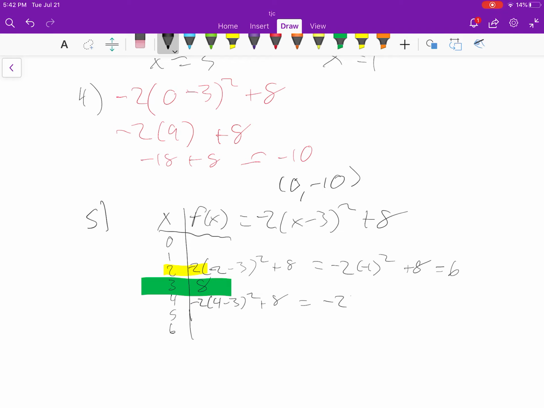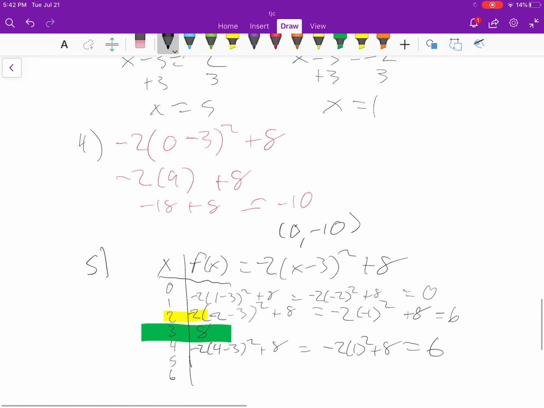That'll give you -2 times 1 squared plus 8, which is, again, 6. So by symmetry, I could have just put 6 down there. Now I'm going to plug 1 in. So you plug 1 in, you're going to get -2 times (1 minus 3) squared plus 8. So this is going to equal -2 times (-2) squared plus 8, which is going to be -8 plus 8. So this is 0.